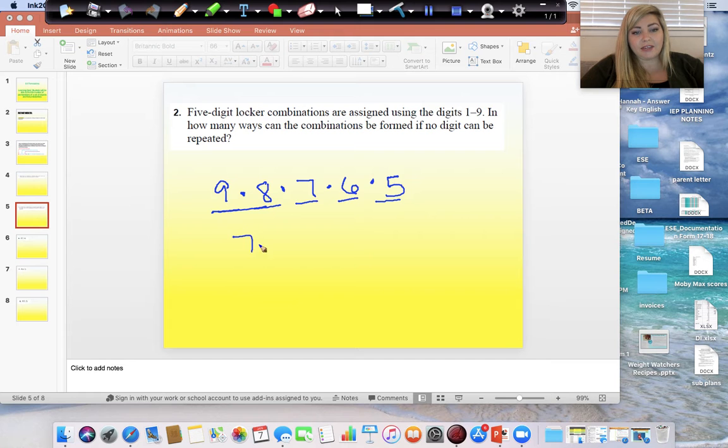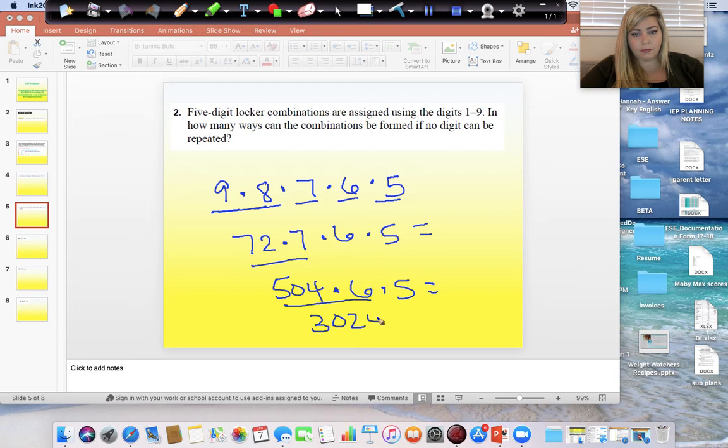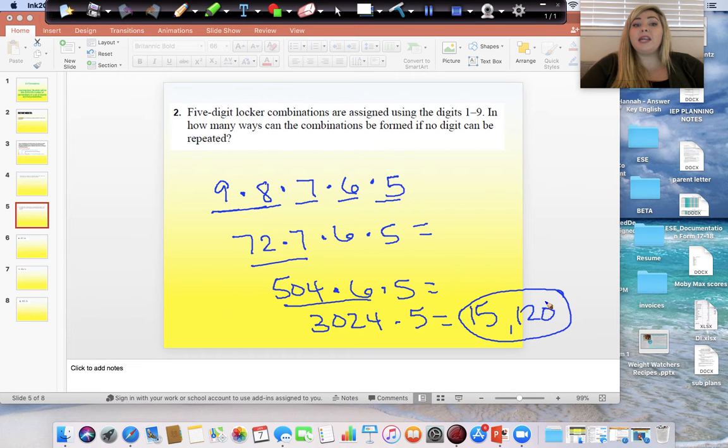9 times 8 gives us 72. Then we need to do 72 times 7 times 6 times 5. So 72 times 7 is 504, times 6, times 5. So there are 15,120 combinations that can be formed if no digit is repeated for this 5-digit locker combination.